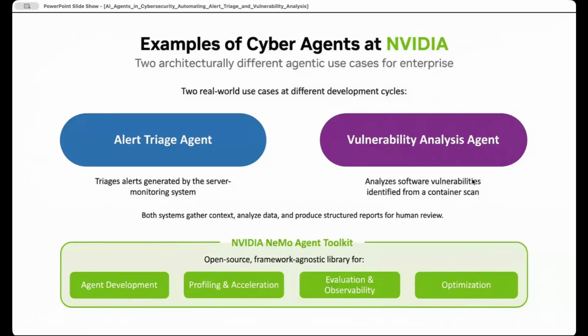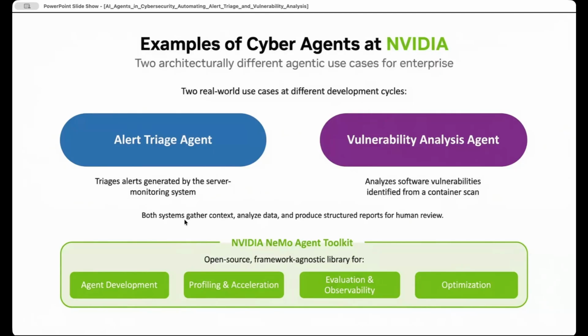The second use case is the vulnerability analyst agent. If you release code or release services or applications, you need a software vulnerability test to proactively prevent any cyber attack from happening in the future. So this is more like a proactive scan of the container that has the application services, to detect whether there's any possibility of unsafe access or cyber attacks in the future.